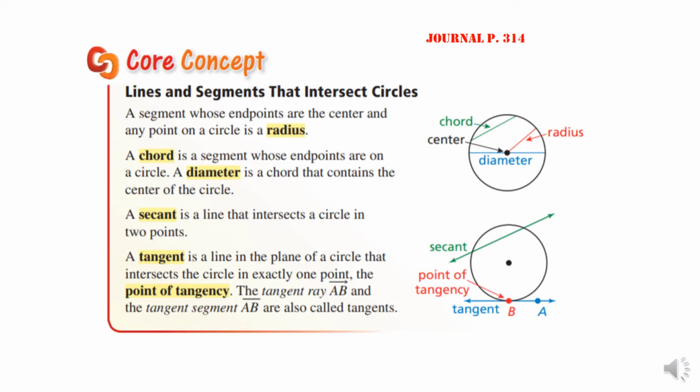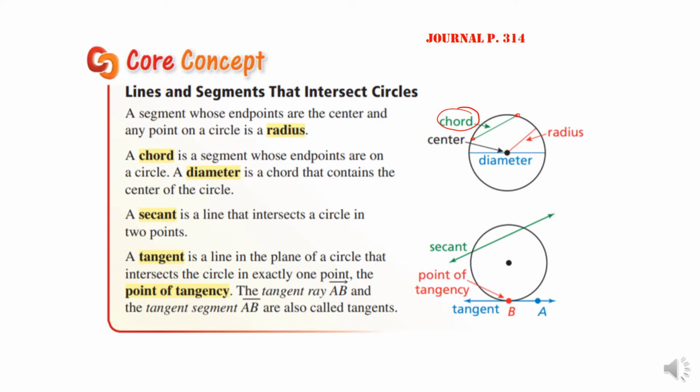All right, line segments that intersect circles. A segment whose endpoints are the center and any point on the circle is a radius. We just went over that. A chord is a segment whose endpoints are on the circle. Notice it stops right here. A diameter is a chord that contains the center of the circle. So always a diameter is a chord, but a chord is only a diameter if it goes through the center.